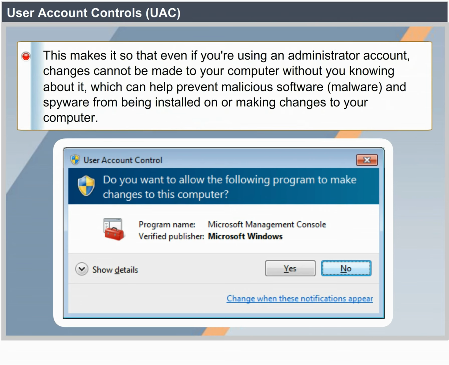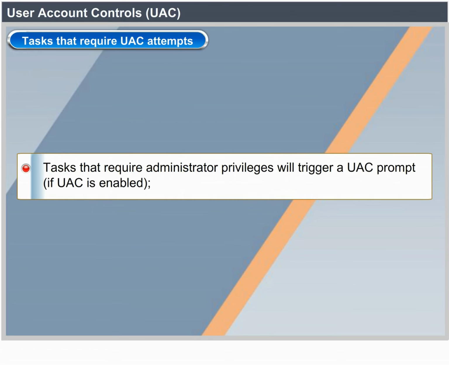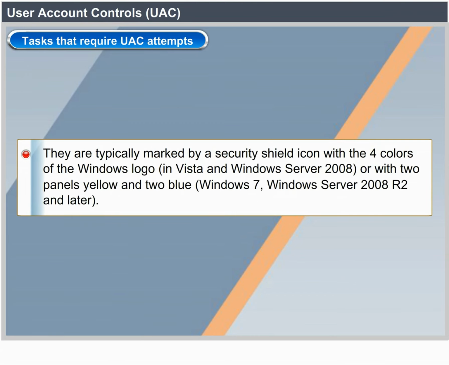Tasks that require UAC attempts. Tasks that require administrative privileges will trigger a UAC prompt if UAC is enabled. They are typically marked by a security shield icon with the four colors of the Windows logo in Vista and Windows Server 2008, or with two panels yellow and two blue in Windows 7, Windows Server 2008 R2 and later. In the case of executable files, the icon will have a security shield overlay.